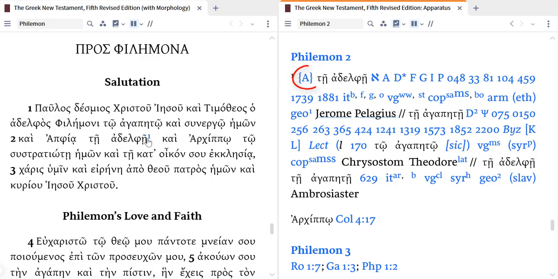Then we see this letter, capital letter A, in between squiggly lines. This is the grade. This is how confident the editors are that their reading is correct. And A is a very high grade. It's the highest. The lowest would be D: A, B, C, D. So they're very confident in the reading in the text, te adelphe.